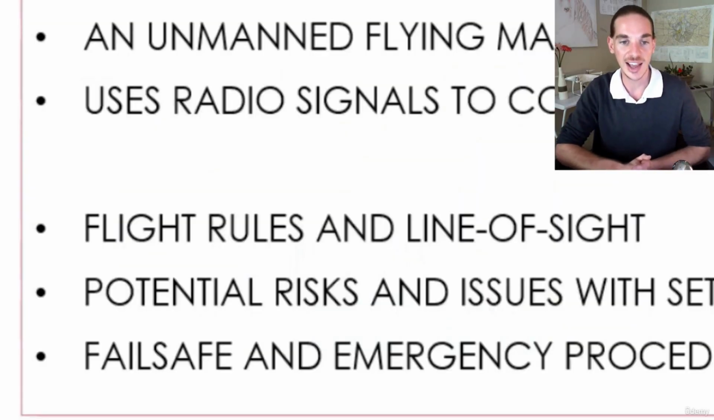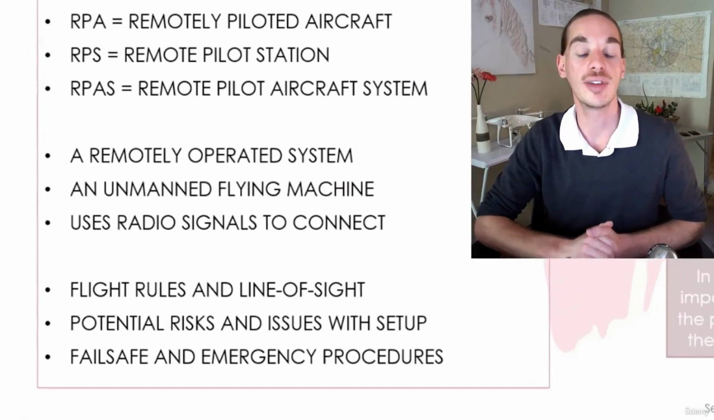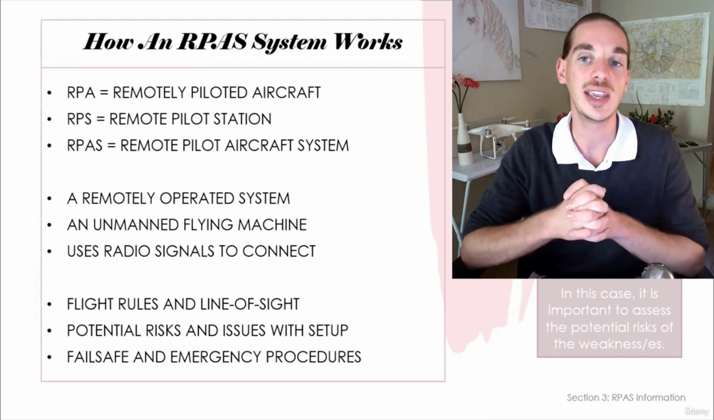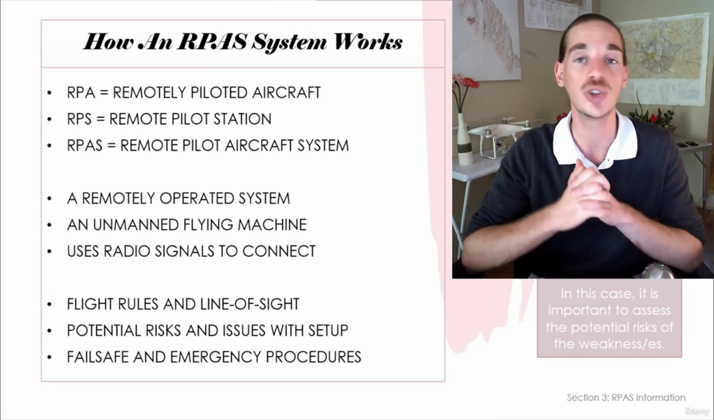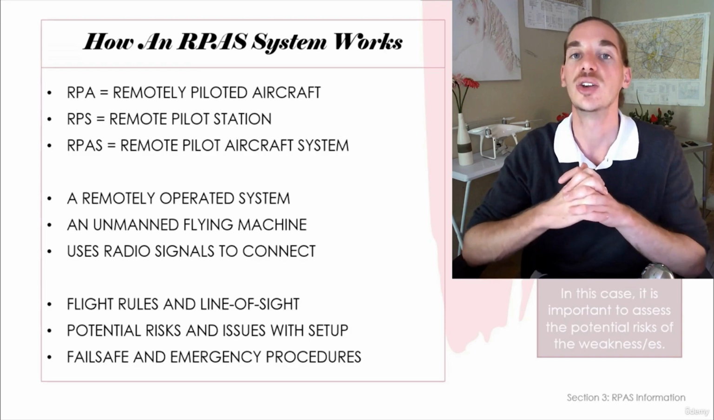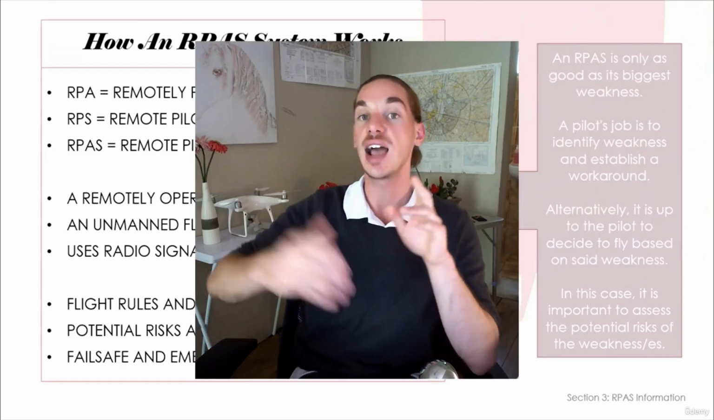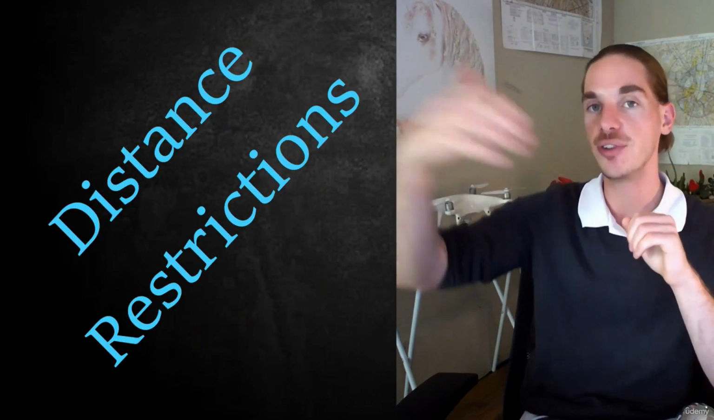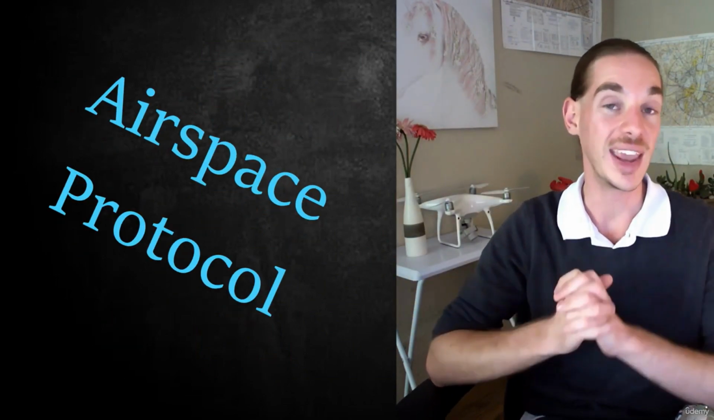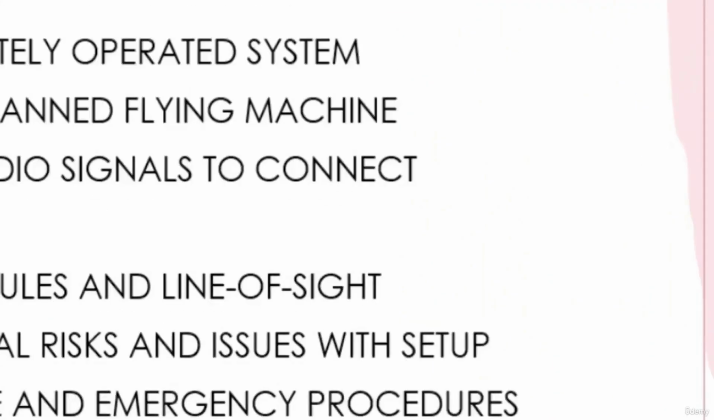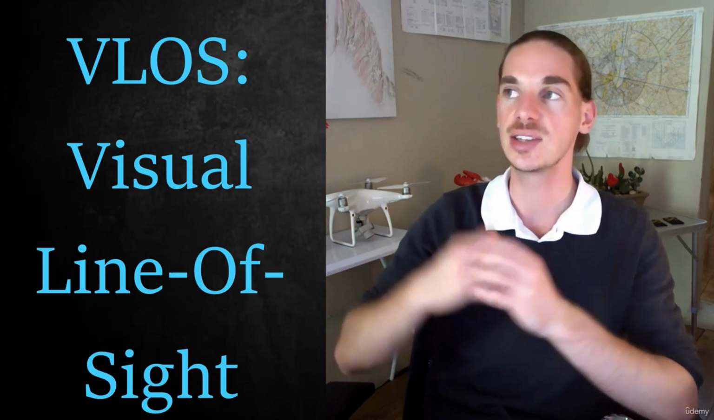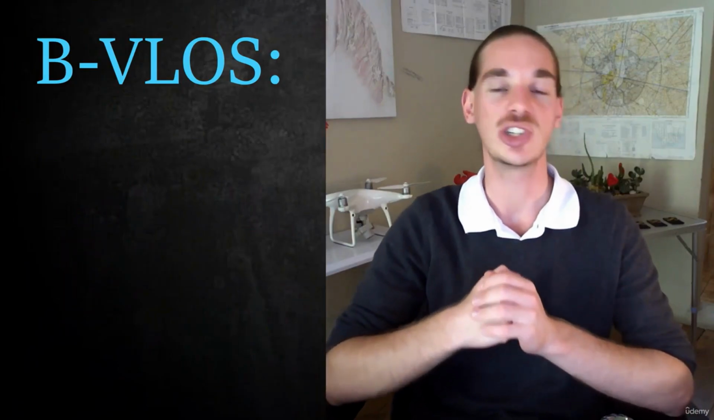You have flight rules and line of sight. This is important because the way you fly a drone has to be in accordance with what you can fly, what you are rated to fly, and what your governing body says you can fly. When it comes to flight rules, we are talking about things like how high are you allowed to fly? How far away are you allowed to fly? In what airspaces are you allowed to fly? In line of sight, we are talking about, is it VLOS, which stands for visual line of sight? Can you see the drone? Is it BVLOS, which is beyond visual line of sight? Are you behind an object or are you too far away to be able to see the drone?